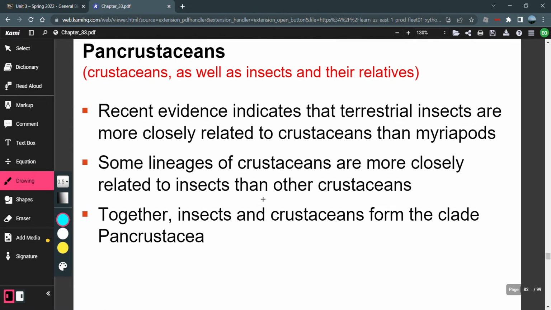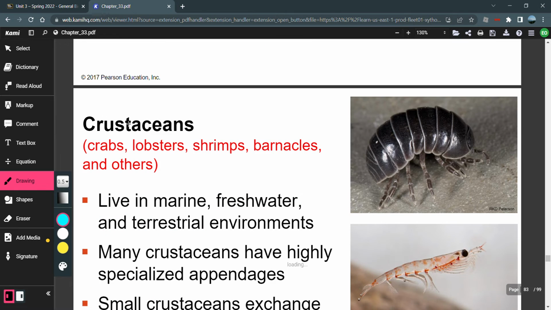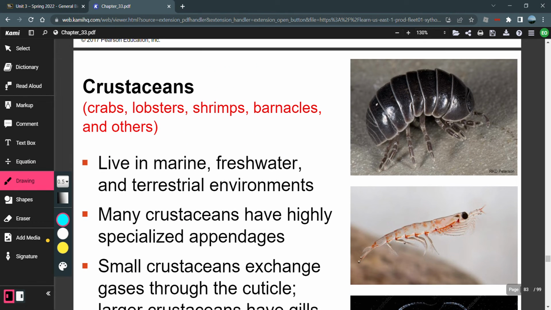Pancrustaceans. Recent evidence indicates that terrestrial insects are more closely related to crustaceans than myriapods. So some lineages of crustaceans are more closely related to insects than to other crustaceans. Together, insects and crustaceans form a clade called Pancrustacea. Crustaceans! What's it called? A roly-poly? Many crustaceans live in marine, freshwater, and terrestrial environments, and they have highly specialized appendages.